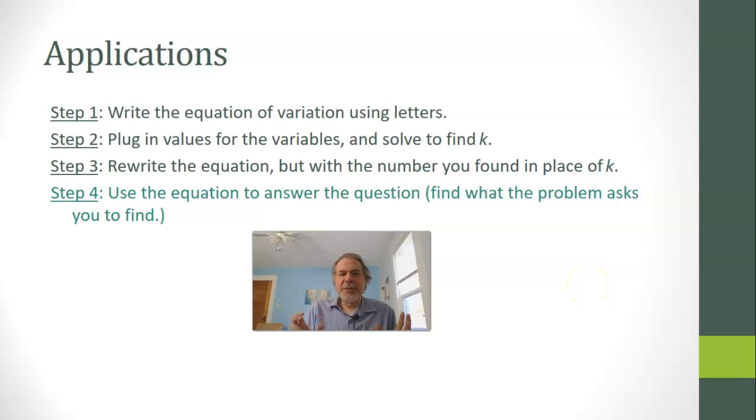So now we're going to look at some applications involving direct and inverse variation. We're going to be solving them by a 4-step process. The first 3 steps are the same as what we were doing just to come up with the equation of variation. And then step 4, we will use the equation we come up with to answer a specific question, to find some specific value. So let's look at some examples.